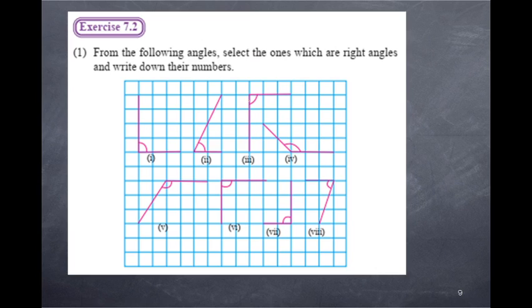Okay, let's do this exercise. From the following angles, select the ones which are right angles and write down their numbers. Look at the first one.